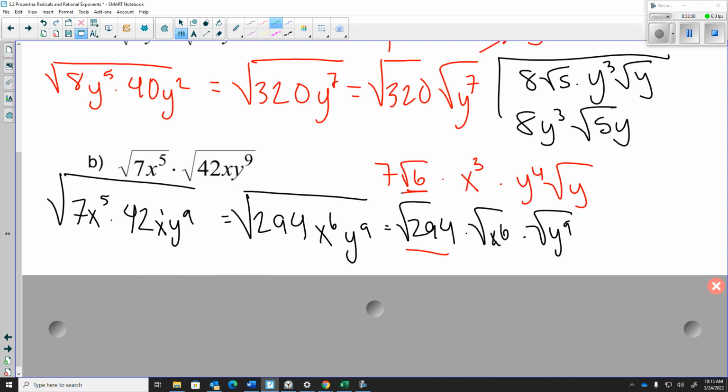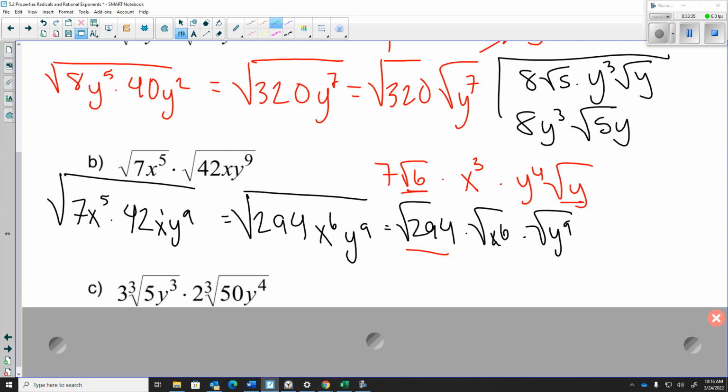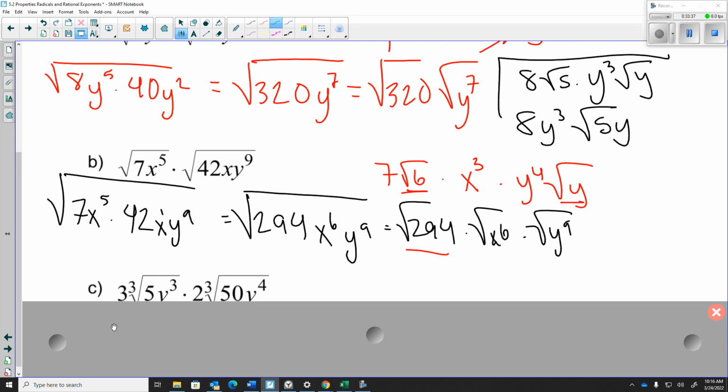Okay? So that's what I got, but I can collect some stuff, yes? I got square root of 6, I got square root of y. I can put those back together. You tracking with me? So it's going to be 7 x to the 3rd, 2 pieces on the outside, and then a y, and then the square root of 6y.